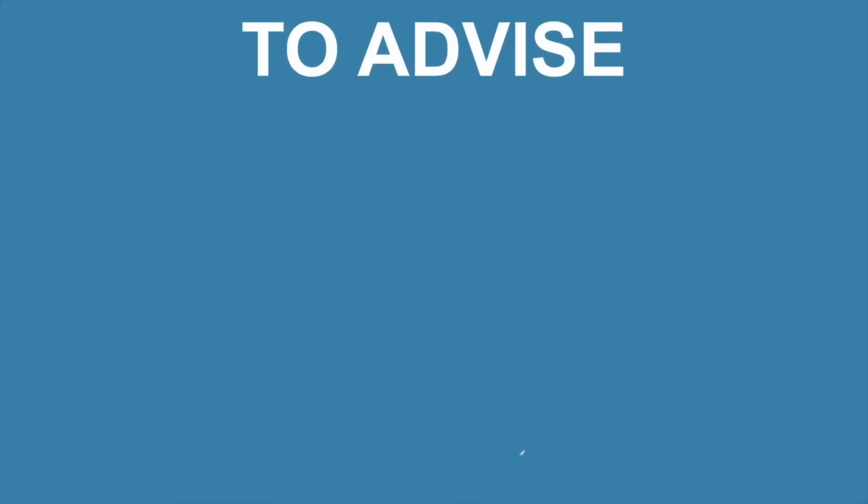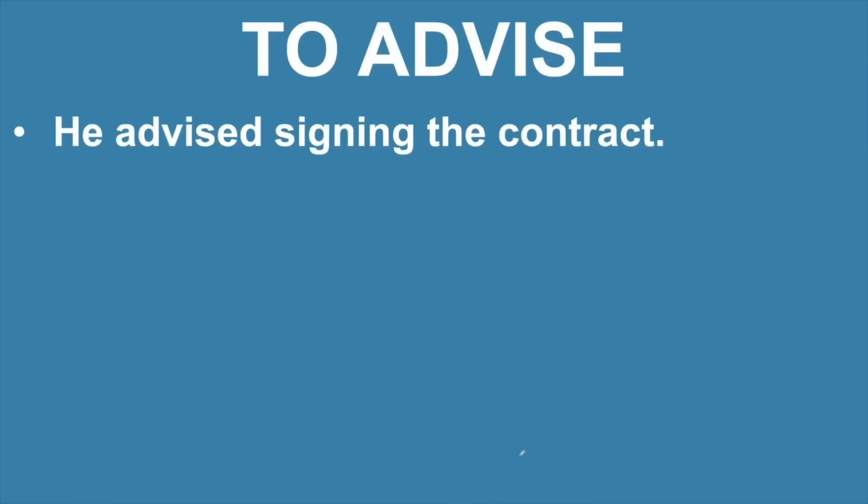Now let's talk about advise. You can say he advised signing the contract. So what do you notice here? What's the sentence structure? What do we have right here? Well, of course, we have advise plus gerund. So this is the same thing we can do with recommend or suggest.